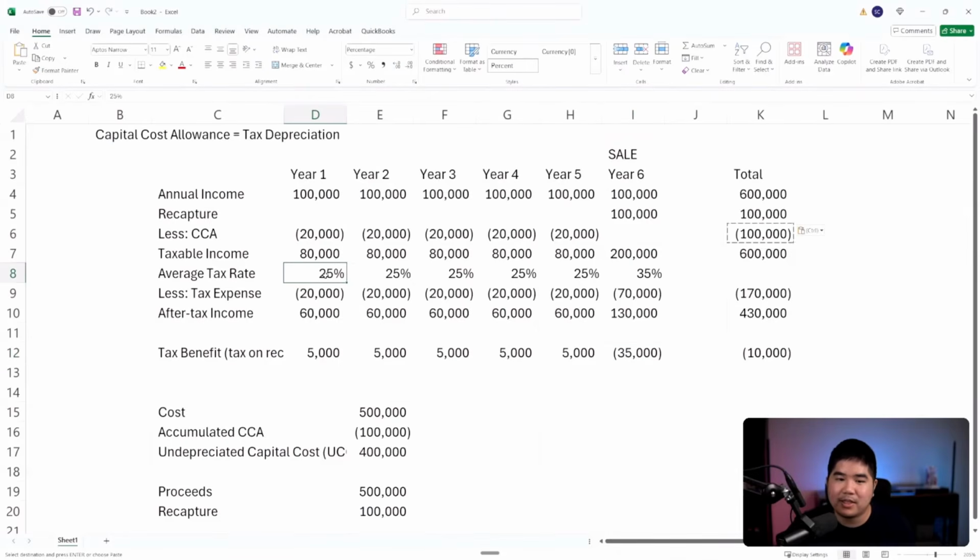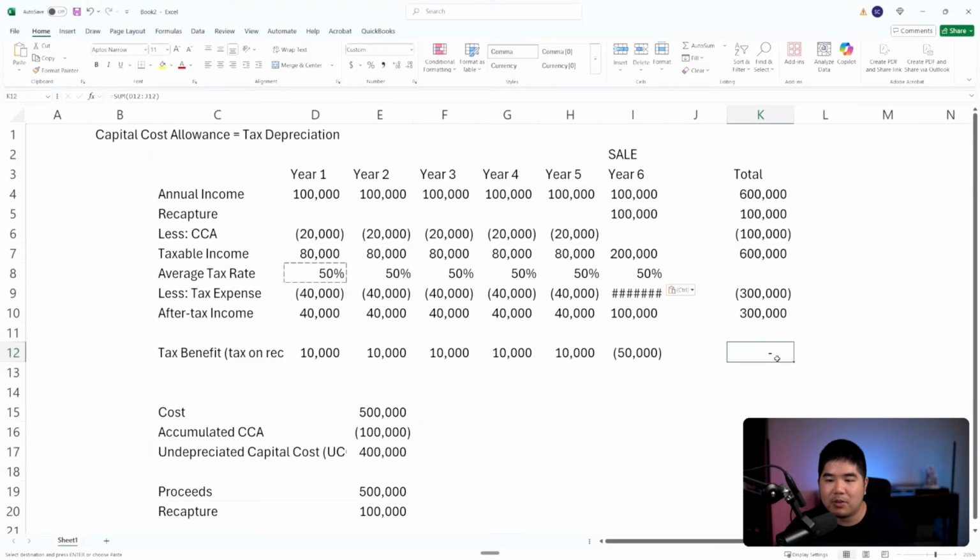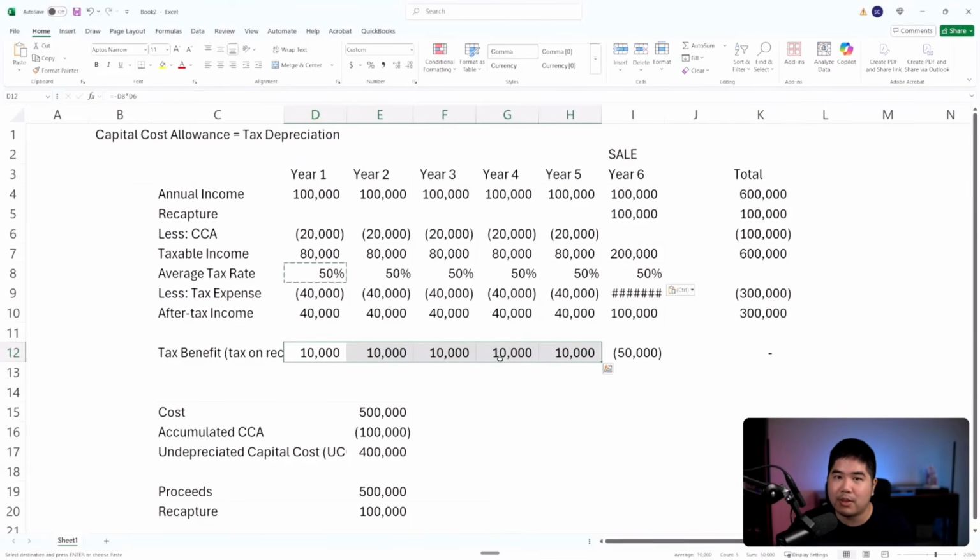Now, it's a different story if you're in the highest tax bracket. Let's say you will always pay 50% because you always have high income. In this case, let's change this to 50%. You will notice that the tax benefit is zero. So it doesn't matter whether you claim CCA or not. In fact, you can benefit by claiming CCA because you can use this extra cash, this $50,000, to generate more money. That concept is called time value of money. Even if you claim it and then put it into a high interest savings account or GIC, you'll be better off that way.